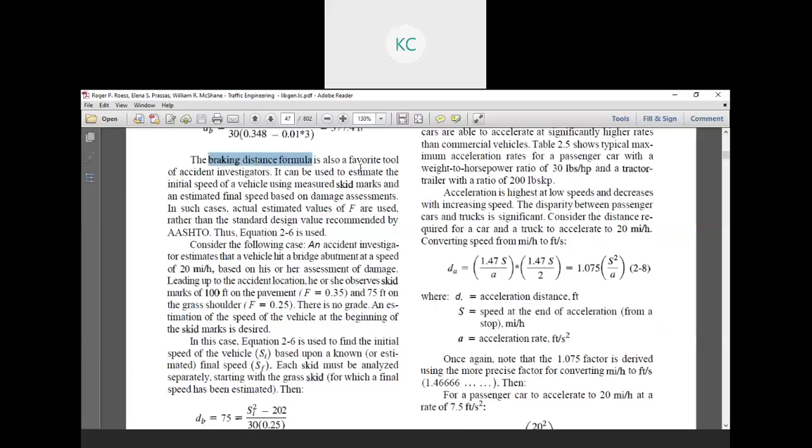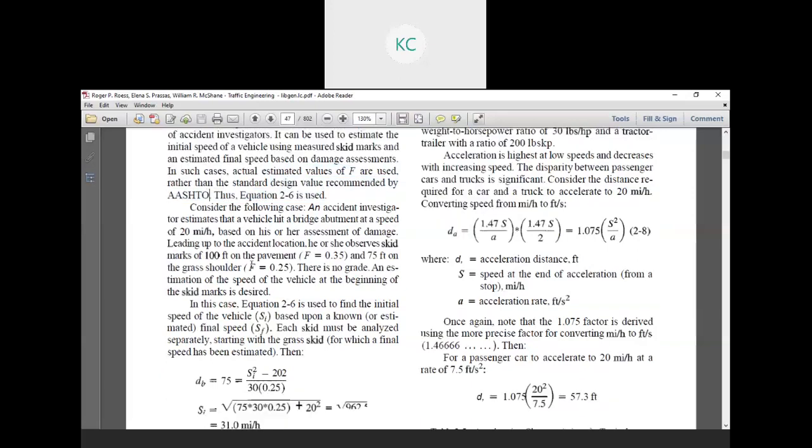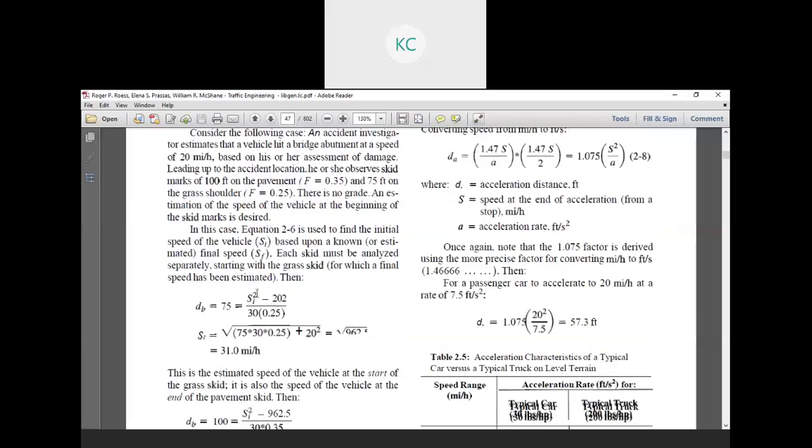The braking distance formula is also a favorite tool of accident investigators. It can be used to estimate the initial speed of a vehicle using measured skid marks and an estimated final speed based on the damage assessment. In such cases, actual estimated values of f are used rather than the standard design values provided by AASHTO. So, while taking accident analysis, the braking distance equation is termed as d is equal to 75 minus s_i square minus 20 square upon 30 into 0.25.